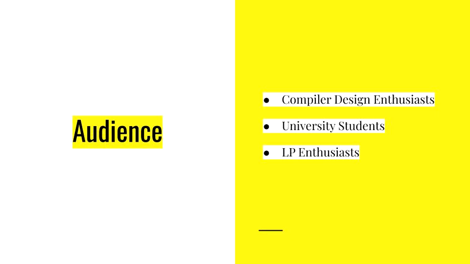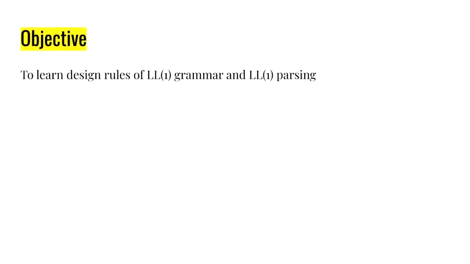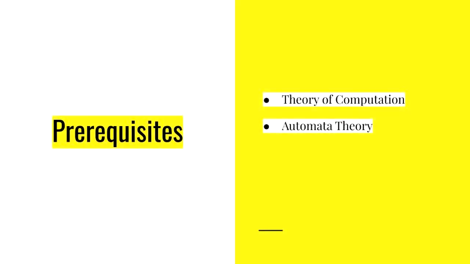Watch this video if you are a compiler design enthusiast or a university student trying to figure out language processors. The objective of this video is to learn LL1 grammar and its parsing rules. If you want to walk through this video, you have to have at least basic knowledge of theory of computation and automata theory. What I mean is you must understand how a finite automata works, how a non-deterministic automata is different from a deterministic one, and how production rules work.